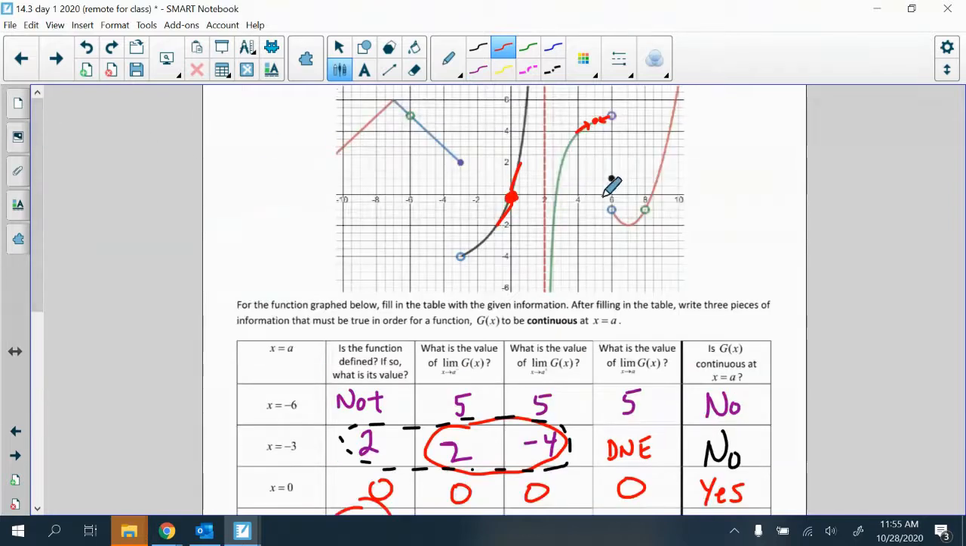At x equals 6, we have a major issue. At x equals 6, the function value is 1. The limit as x approaches 6 from the right of the function is -1, and the limit as x approaches 6 from the left of the function is equal to 5. Since all three of these things are not equal, that would be a no.